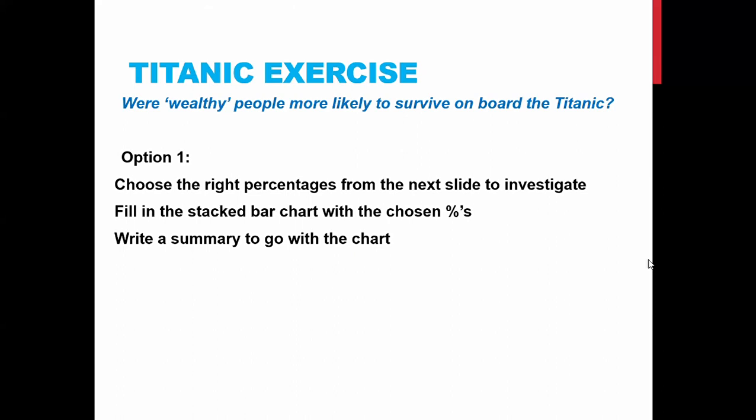For the Titanic exercise, the question again was, were wealthy people more likely to survive on board the Titanic? To continue understanding the chi-square test in the distribution, for the null and the alternative hypothesis, option one is to choose the right percentage from the next slide to investigate. We need to fill in the stacked bar with the percentage. So the question is whether the rich had a higher chance of surviving compared to the others. Okay, so next slide please.